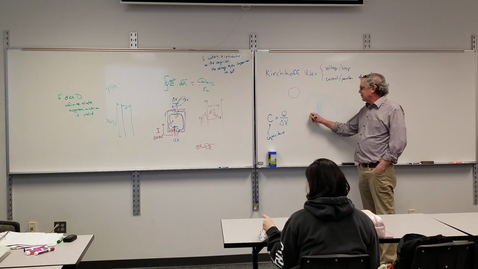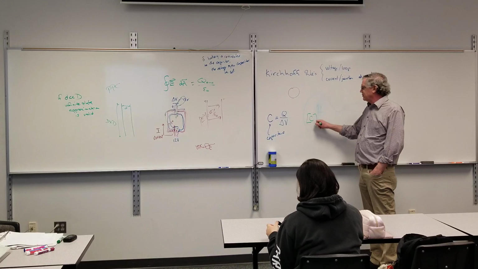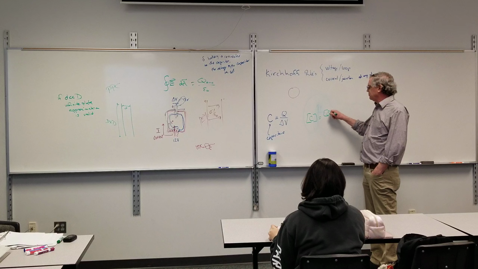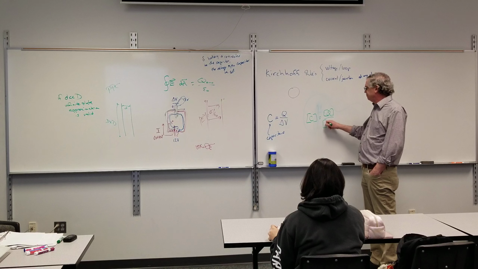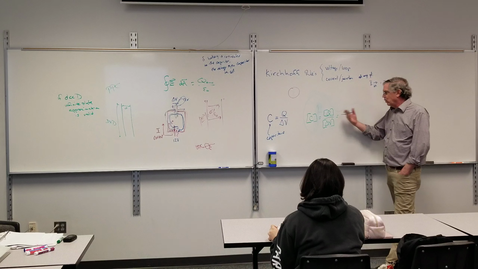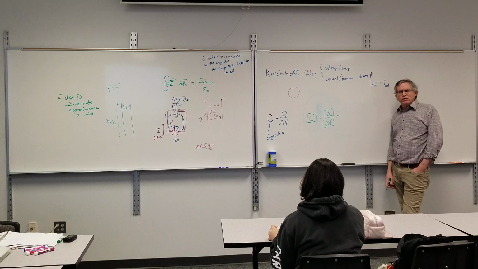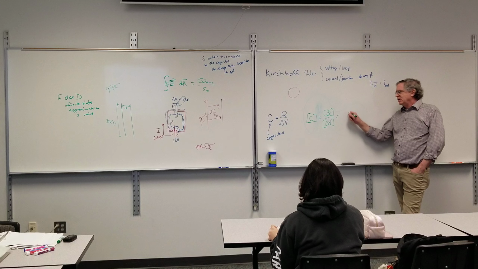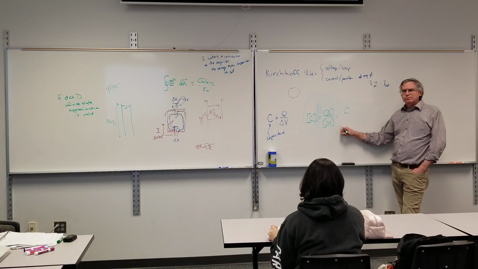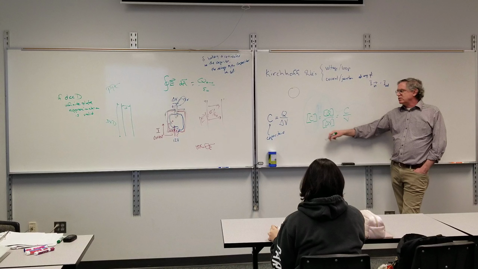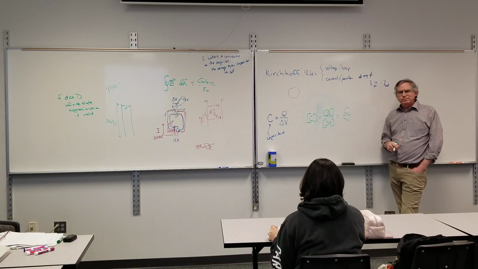Units. Well, I know that the units of capacitance must be equal to the units of charge over the units of voltage. What are the standard units of charge? Coulombs. Standard unit for voltage? Volts. So the units of capacitance is a coulomb per volt, which is too much for people to write.